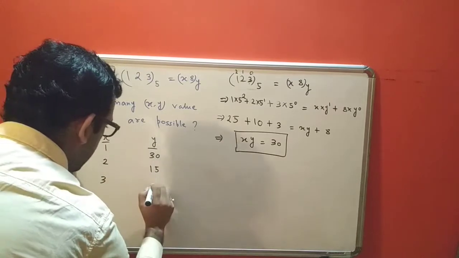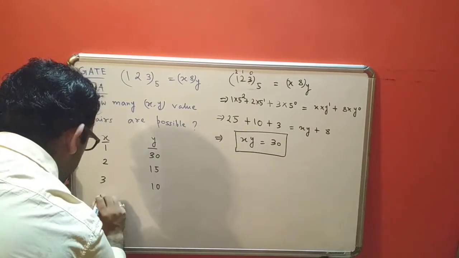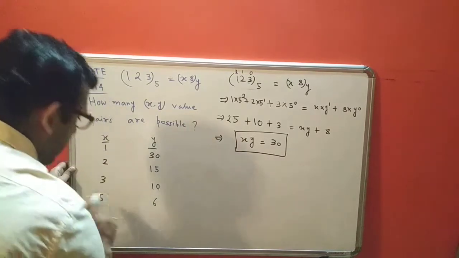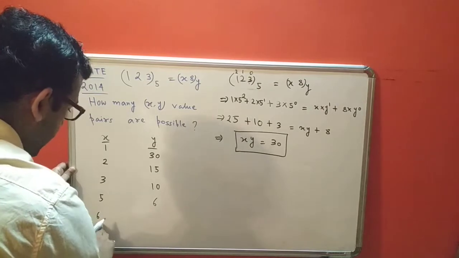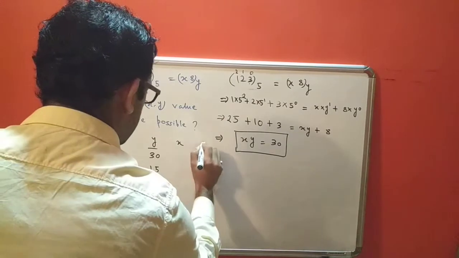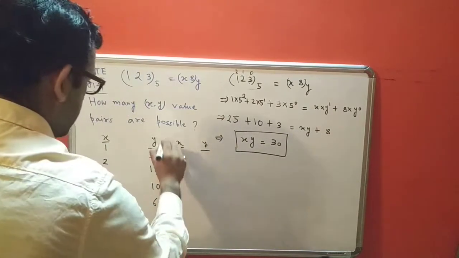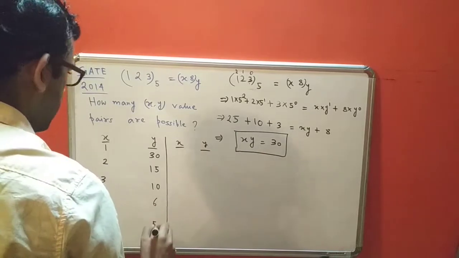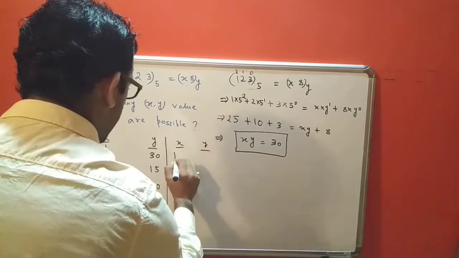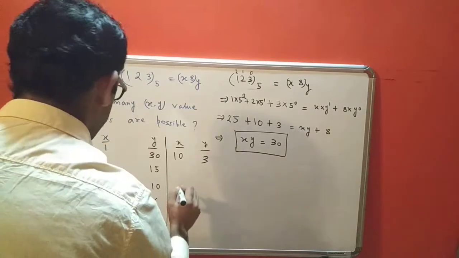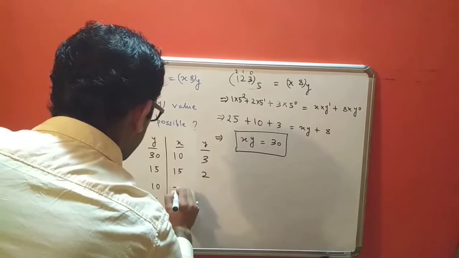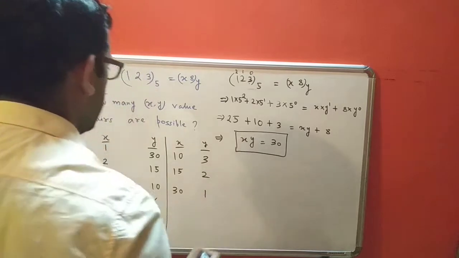If x takes on 3, y should take on 10. If x takes on 5, y should take on 6. If x takes on 6, now it will simply change. If x takes on 6, y should take on 5. I'm running short of space, so I'll just divide it into 2 halves. Now if x takes a value of 10, y should take a value of 3. And if x finally takes a value of 15, y should take on 2. And if x takes on a value of 30, y should take on a value of 1.